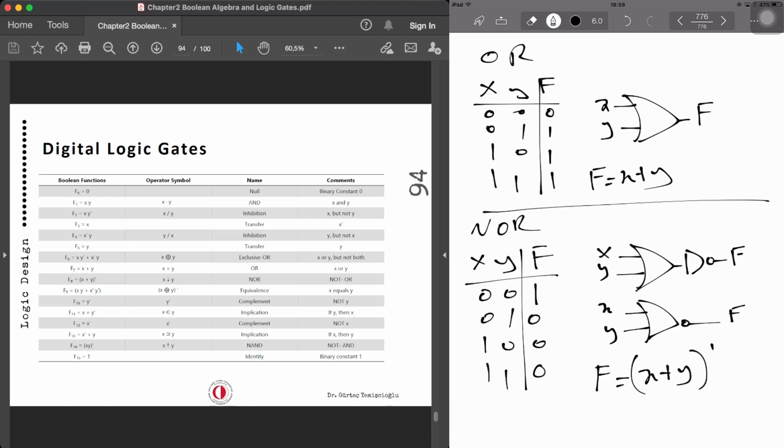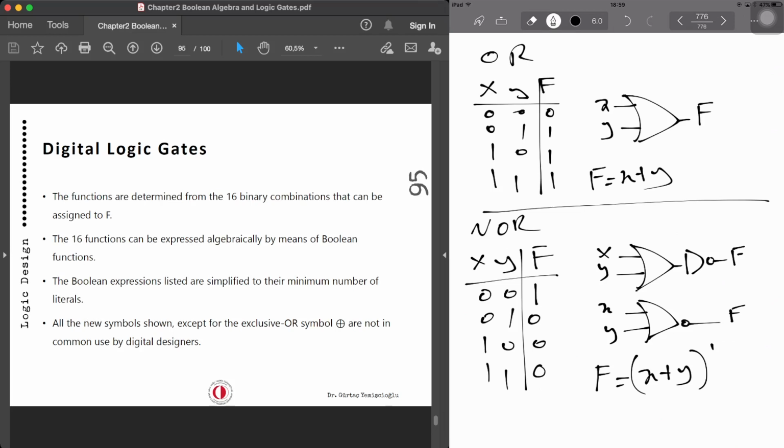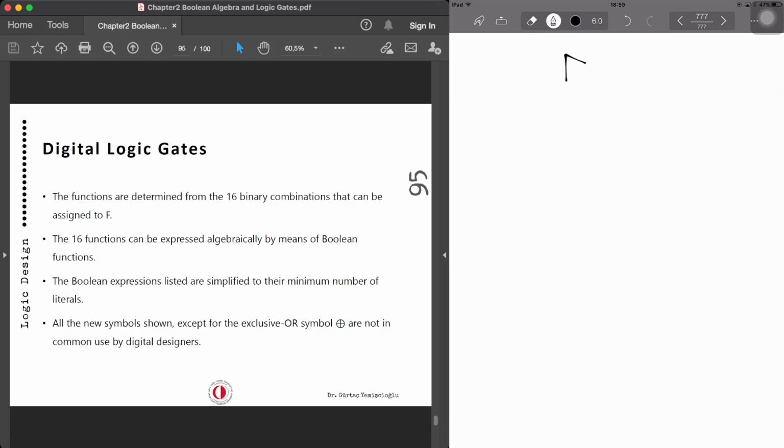You know the inverter now. We have seen the inverter. But we can also have an inverter bubble. So the inverter is actually going to give you a buffer without a bubble. Normally the inverter is giving you F as A prime, and this one is just F equals A. It's like a wire. So you're just holding the previous value over there.